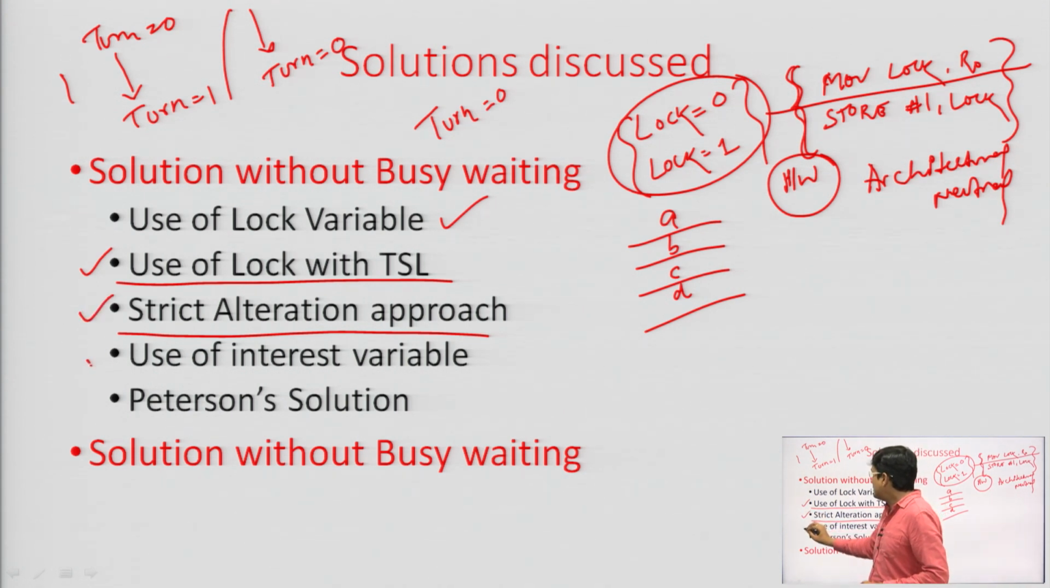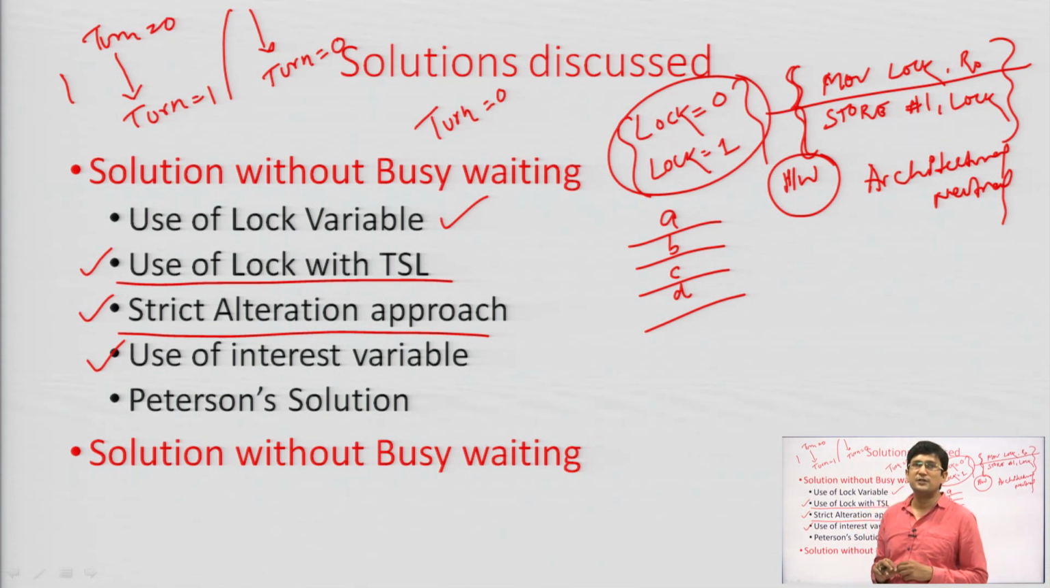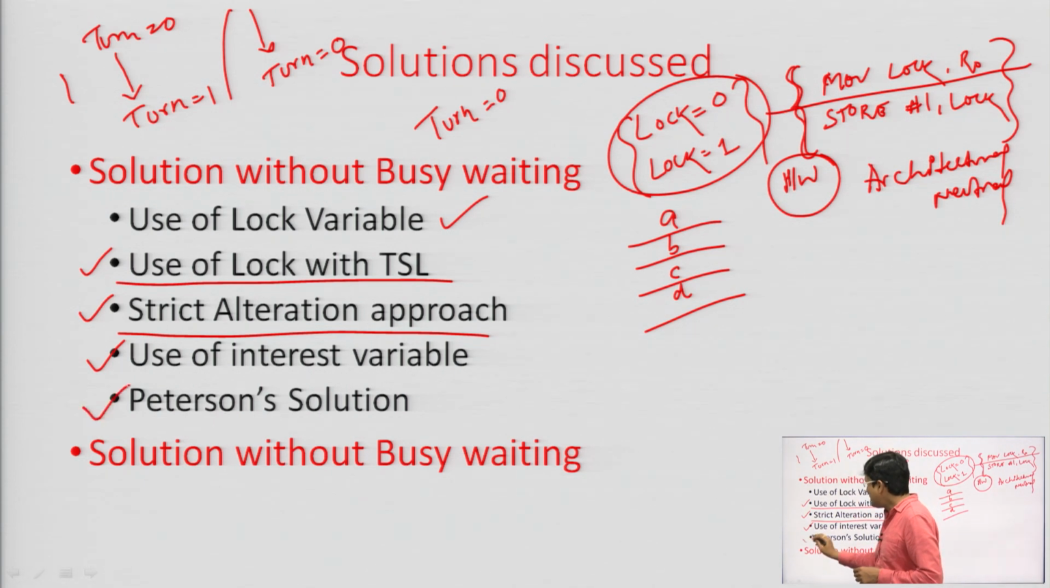So, let us use the interest variable. If a process is interested in entering the critical section, it will check the code. If it is not, it will not check the code. So, the interest variable will be set by these processes while entering the critical section, but this approach suffers from the deadlock problem. So, the best solution among all these is the Peterson solution, and the Peterson solution says to make use of the turn and interest both.